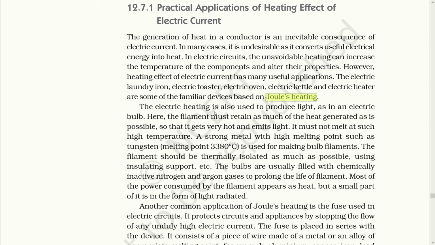The electric heating is also used to produce light, as in the electric bulb. The traditional yellow electric bulb, which had some filament inside it with some gases filled in it, was prepared in such a way that the more heat it produced, the more light it produced. So the light is dependent on the heat that the filament produced. The filament must retain as much of the heat generated as possible so that it gets very hot and emits light. It must not melt at such high temperature. Therefore, a strong metal called tungsten was used for making the bulb filament.